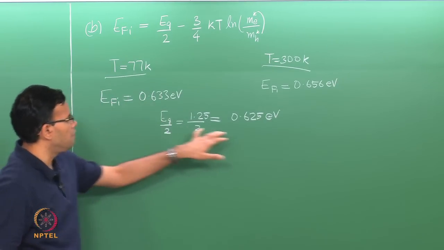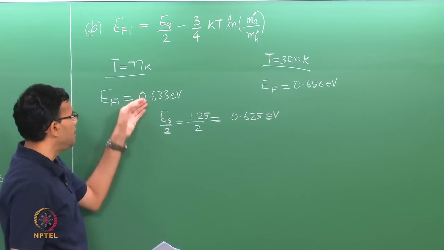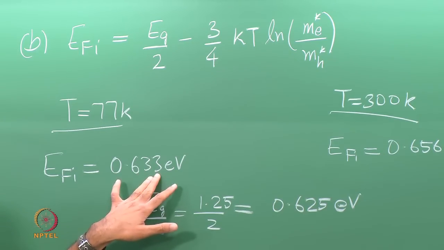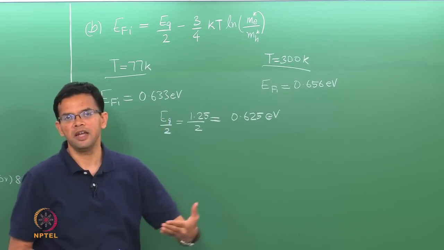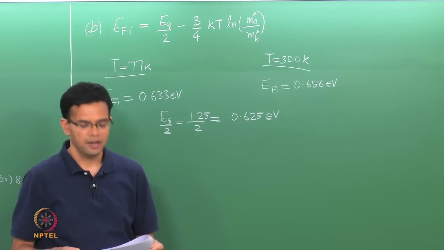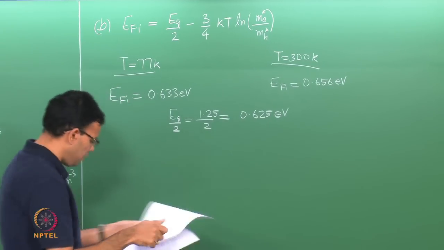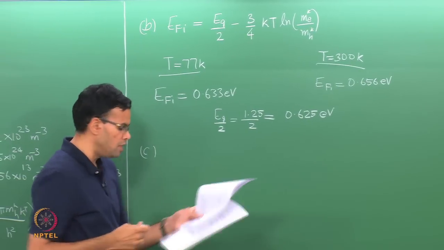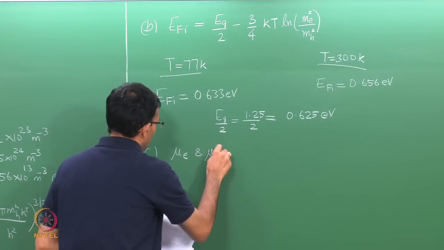So, the values are very close to the center of the band gap, but they are slightly shifted, and the shift becomes higher the higher the temperature. So, this is 0.633 and this is 0.656. So, it is slightly deviated away from the center of the band gap. This is part B. In part C, we want to calculate the electron and hole mobilities. So, we want to calculate the values of mu e and mu h.